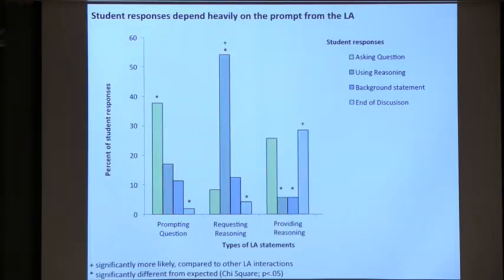If the LA provided basically an explanation for the students, told them how to think about it, then it wasn't all bad. The students asked questions frequently in that condition, but very infrequently did they actually use their own reasoning or provide any other kind of information to each other. The most common thing that they did, and more common in this condition than in any other condition, was they just stopped talking. So it ended the discussion.